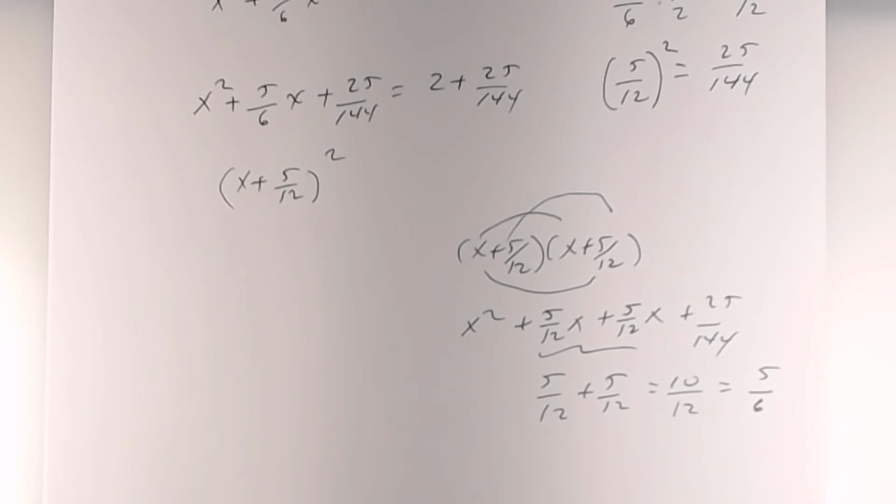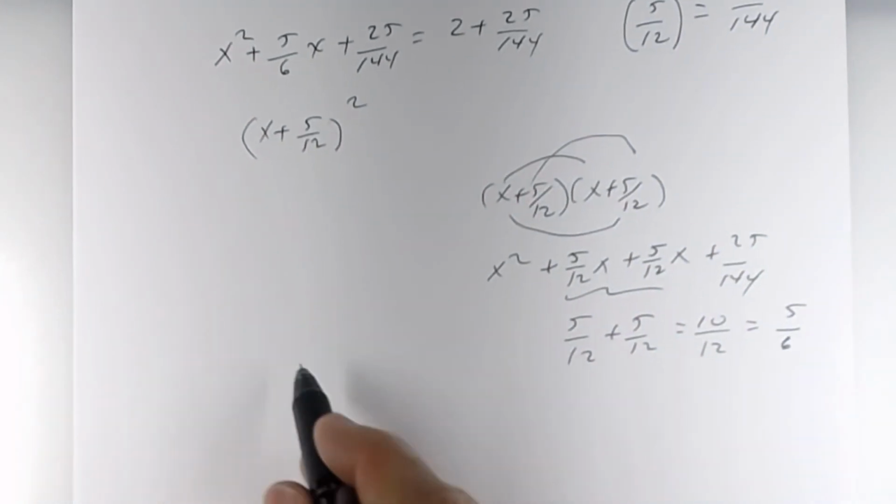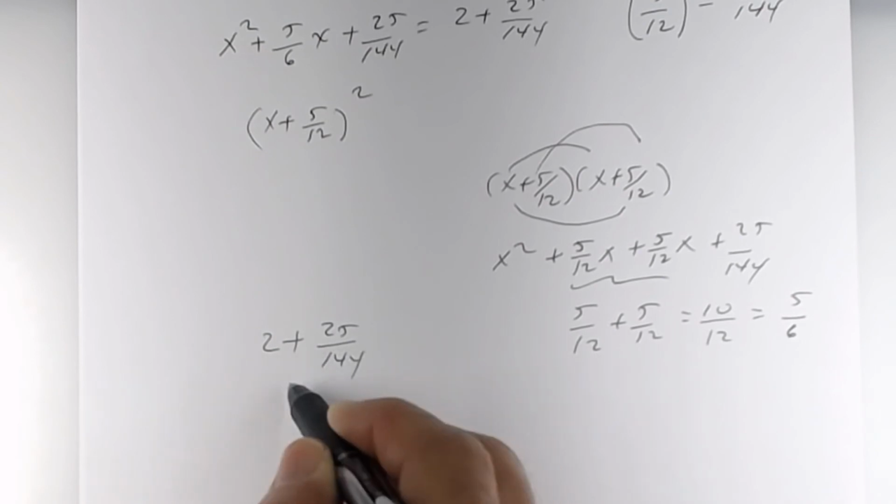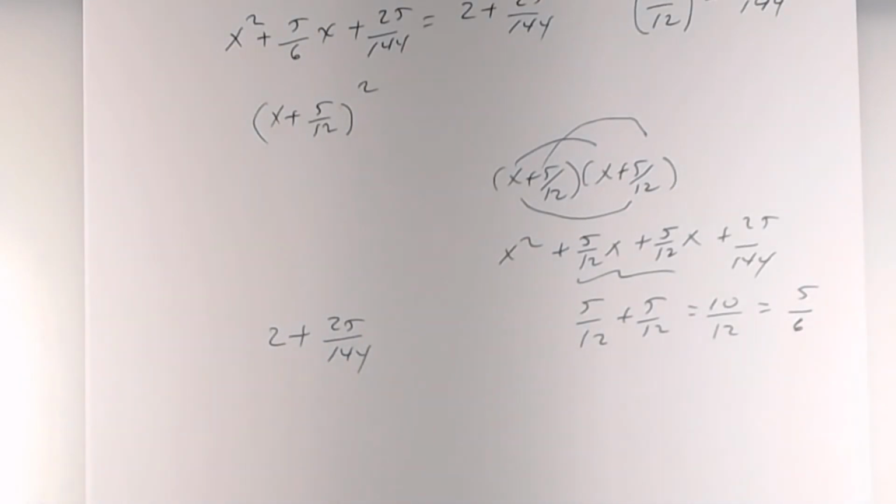So I got to somehow figure out what 2 plus 25 over 144 is. So 2, I'm going to do that here. 2 plus 25 divided by 144. Remember, this is a whole number. When adding a whole number and a fraction, you can just automatically write it as a mixed number, couldn't you? So there's a couple ways you could do this. 2 plus 25 over 144 is what mixed number? 2 and 25 over 144.